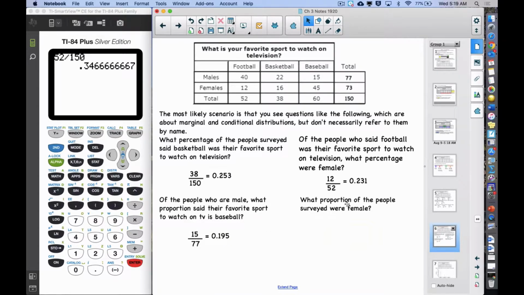And then what proportion of people surveyed were female? Now we're not narrowing in any particular group, either by sport or by gender. They just want to know what proportion were female. So that's 73 out of the 150 total, which is 0.487. So these are the most likely questions on the AP test that you would see involving these, but you need to know what those conditional and marginal distributions are as well.